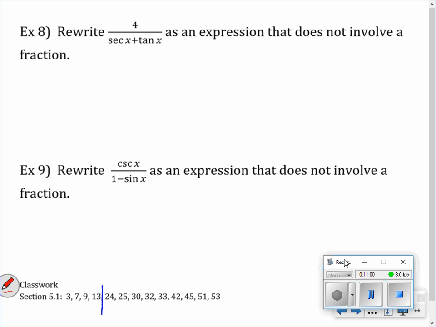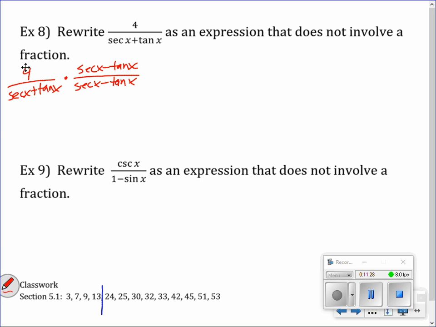So sometimes you have some choices here. You never know, but you can change everything to sines and cosines. What I'm going to do, a lot of times what you can do is multiply by the conjugate. So remember, the conjugate is when you have the same expression, but you change the sign in the middle. So I'm going to take 4 over the secant plus the tangent and multiply by secant minus tangent on the top and bottom.